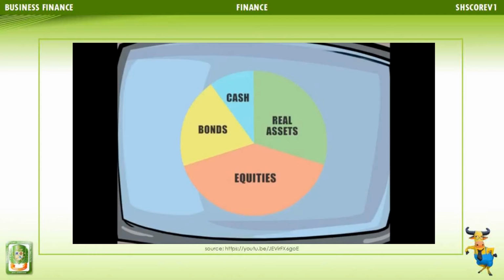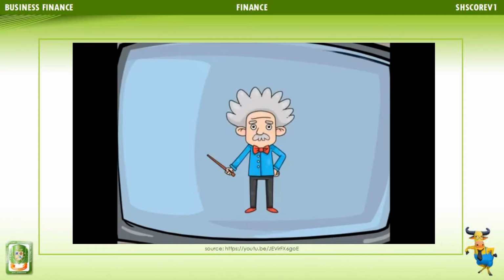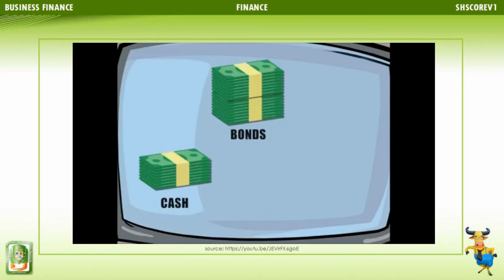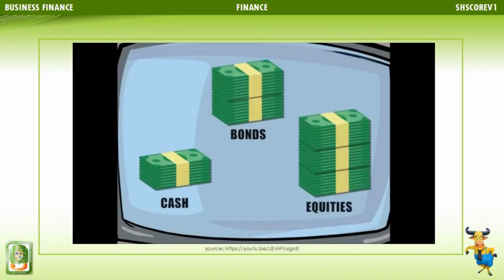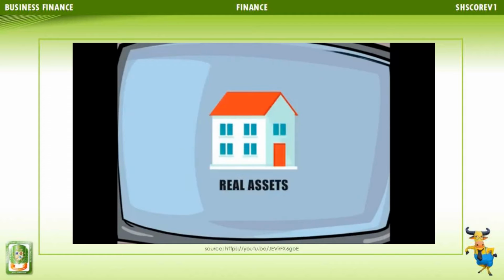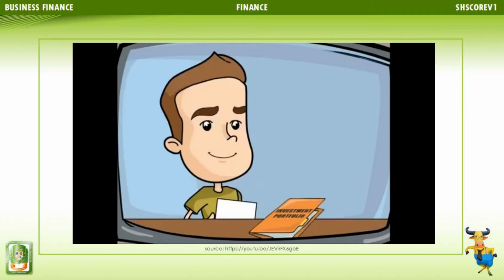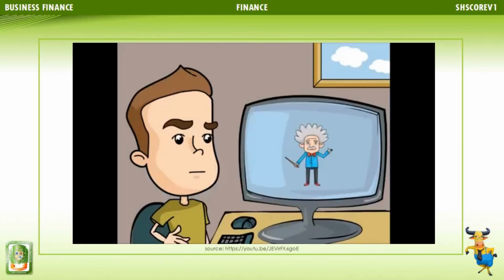Which brings me to the third principle. You have to keep your portfolio diversified with a balance of cash, bonds, and equities, and, if possible, some real assets, like a home or some commodities. You should review your portfolio regularly and adjust it to make sure it stays balanced. And you should use dollar cost averaging to smooth average purchase prices.